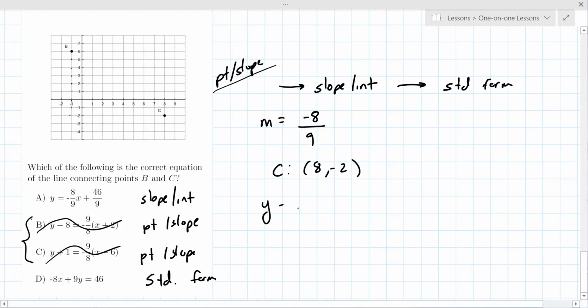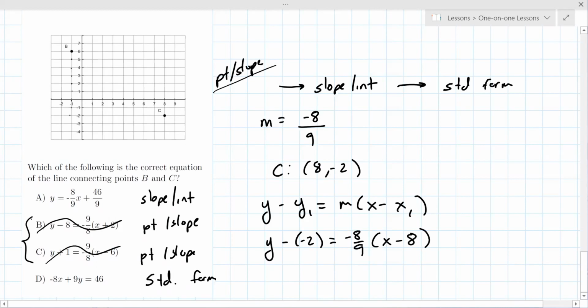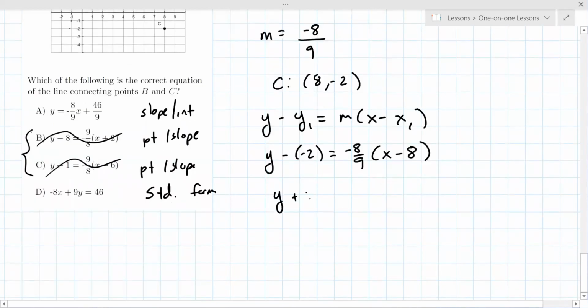So point slope is y minus y1 equals your slope times x minus x1. So you have y minus negative 2 equals negative 8 over 9 times x minus 8. So this is y plus 2 equals minus 8 over 9 x minus 8. Mm-hmm. So now 2 over.